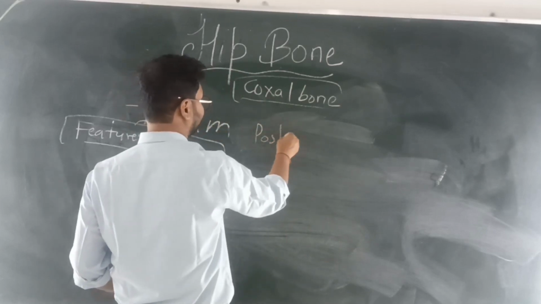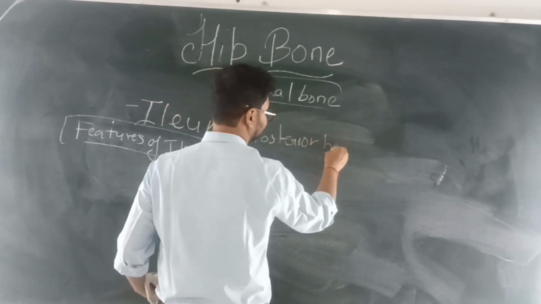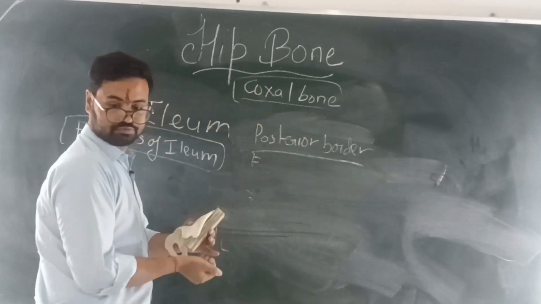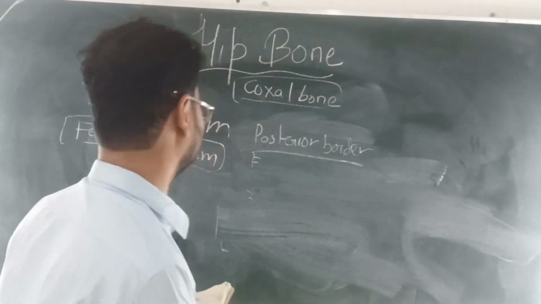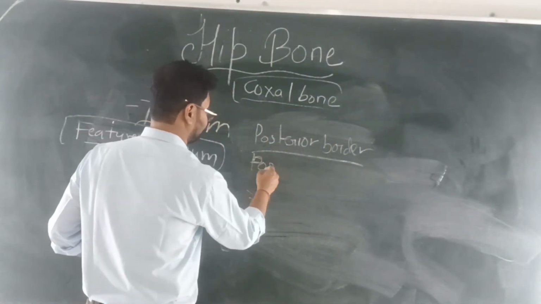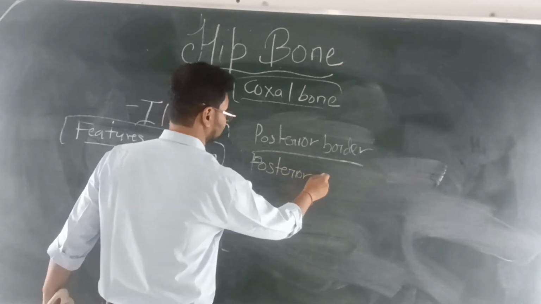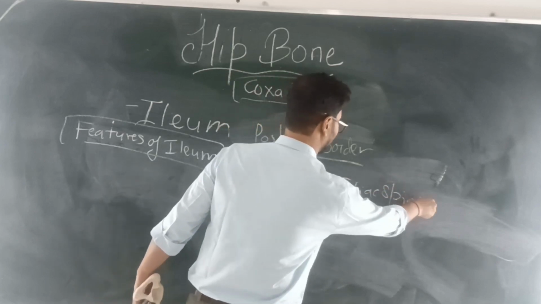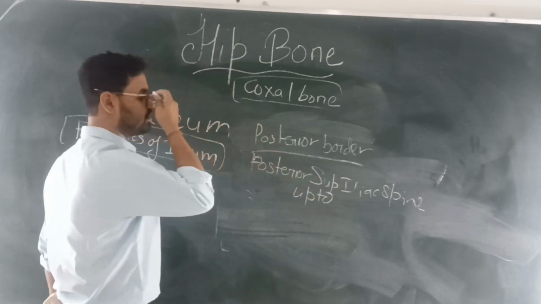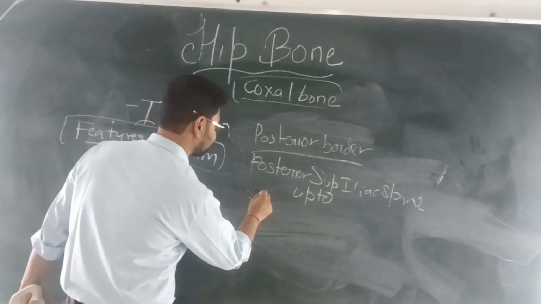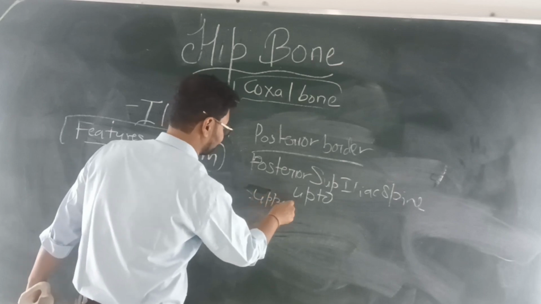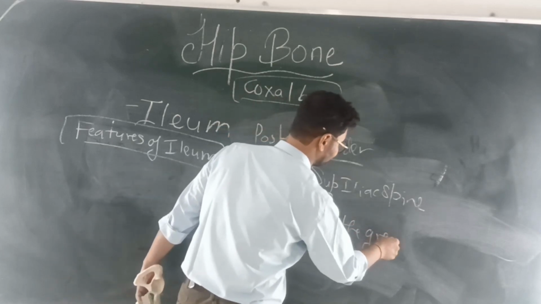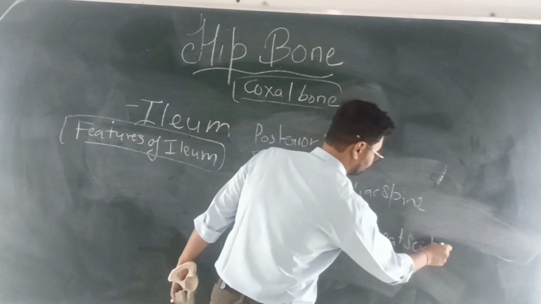Posterior border. The posterior border extends from the posterior superior iliac spine up to the upper half of the greater sciatic notch.